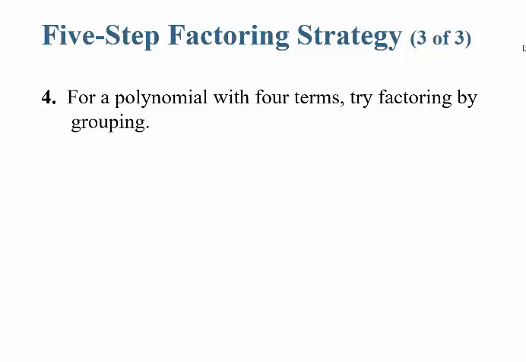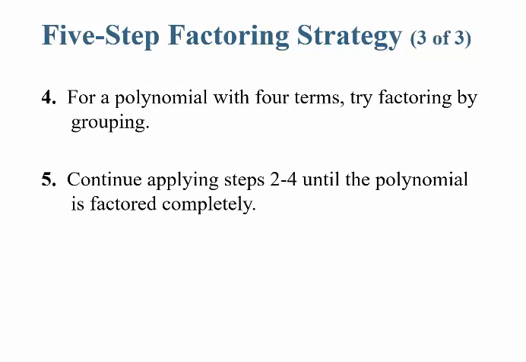And then, if you have a polynomial with 4 terms, obviously try factoring by grouping. And then all you're going to do is continue steps 2 through 5 until the polynomial is completely factored. So you cannot factor it anymore, no more.